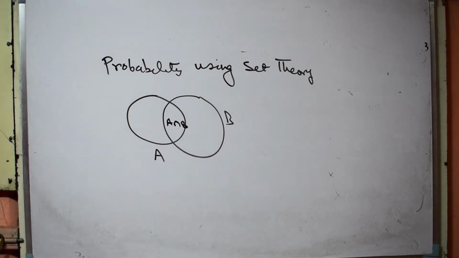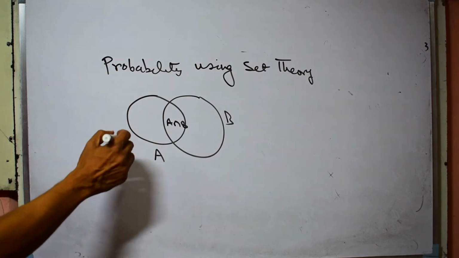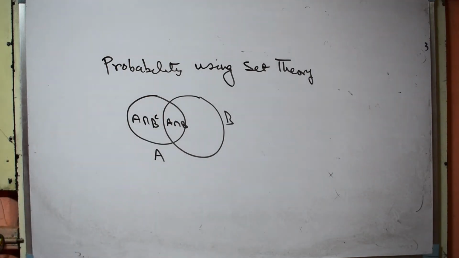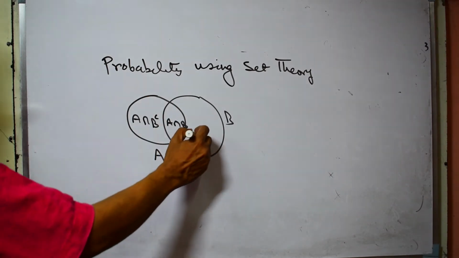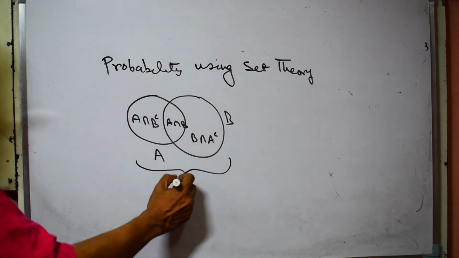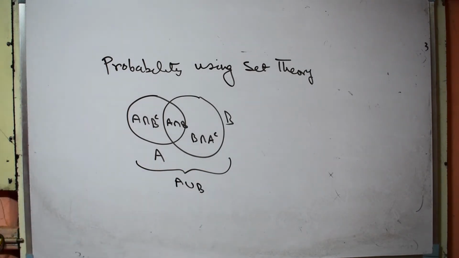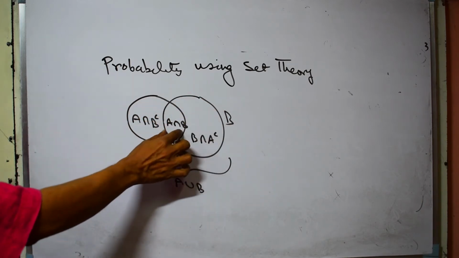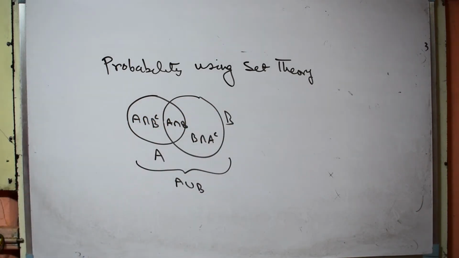That means this portion is common to both the events A and B. And this portion is A but not B. That means we can denote A B complement, and this portion we can denote B intersection A complement. So altogether these three we denote A union B. Therefore, we have one clear idea from the Venn diagram that A union B comprises total A and total B, but this portion will be taken twice, so we'll delete that portion.